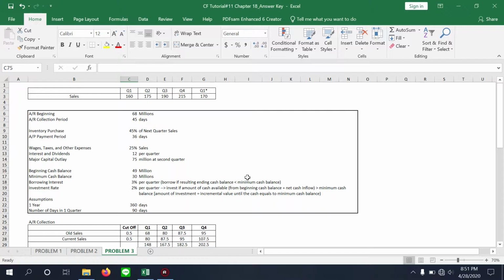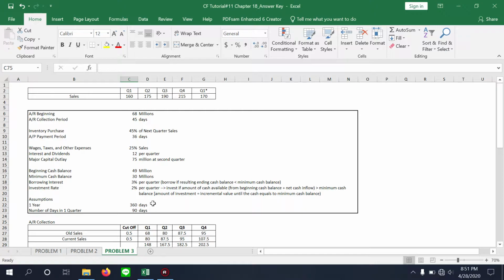So for today's session we will be talking about cash budget. This is problem 3. What the difference between problem 3 and problem 2 is that in problem 3 we could invest our cumulative surplus first. So basically we could invest in the company. When we invest, there's an investment rate, but you also need to be reminded that we have a borrowing interest.